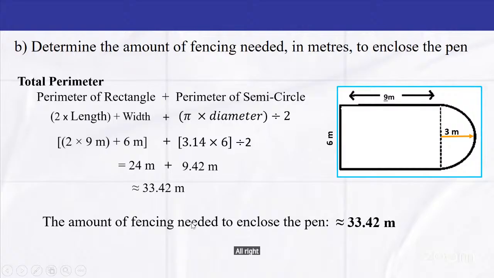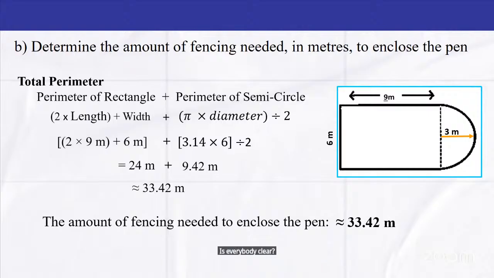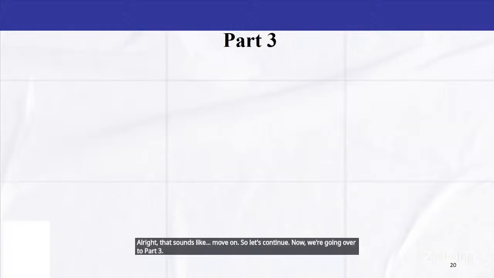All right. So we have more work to do on this question to help Mr. Clark. Any question? Is everybody clear? Anything not so clear? All right, that sounds like move on. So let's continue. Now we're going over to part 3 of the paper for those who have the paper.